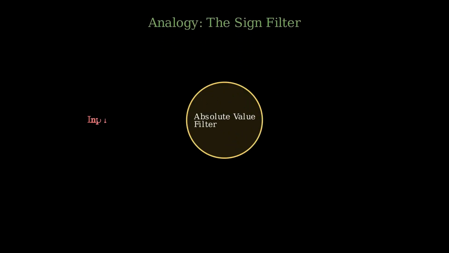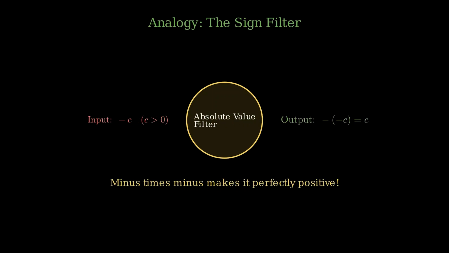What about the algebraic rule where the absolute value of negative C equals negative C? Think of it as a magic filter. If a positive number enters, it passes through untouched. But if a negative number enters, the filter multiplies it by another negative sign to cancel the minus, turning it back into a positive.